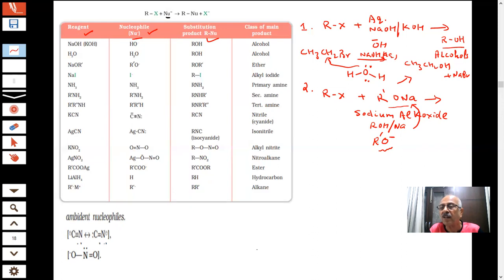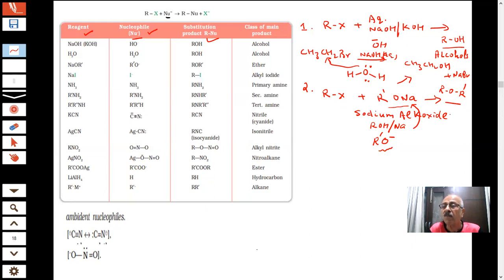R is a plus I inductive effect. This negative charge is there. What will it do? This will displace this X. Then what will be the product, students? ROR'. What is this compound, ROR'? What is it known as? What have you prepared?